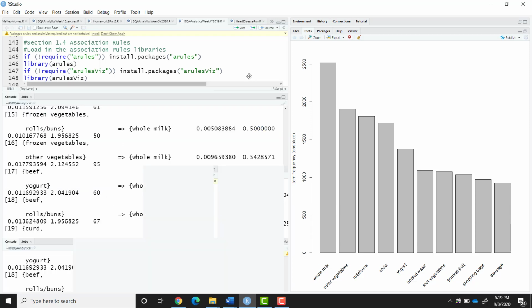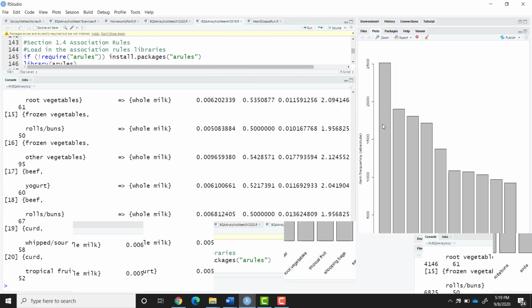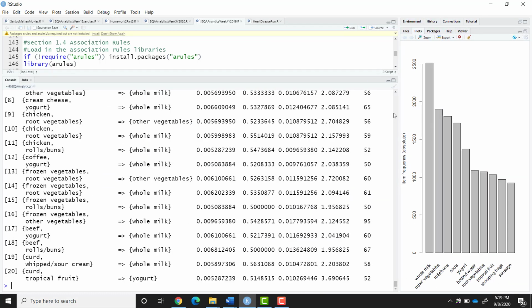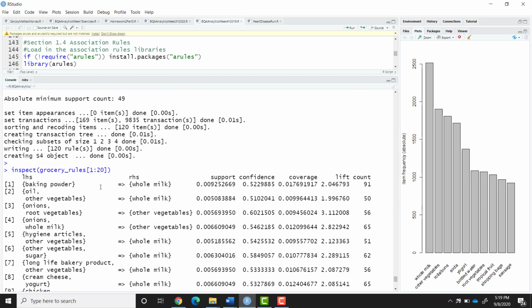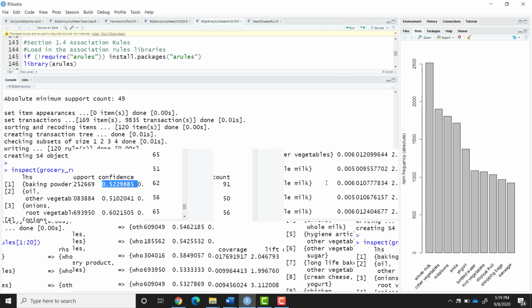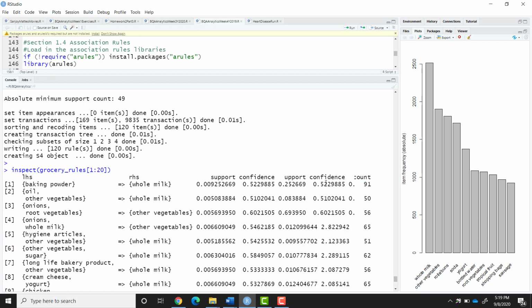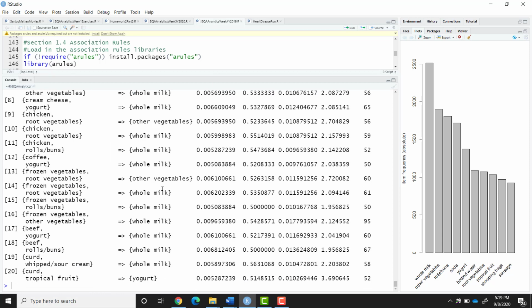And let's make this a little bit larger. And you can see here we have the rule, X to Y. Here, baking powder is X, and whole milk is Y. So we find that baking powder and whole milk are bought together, possibly because these are the things you need for baking recipes. And we can see the support, the confidence. We actually have the lift. So this has a lift of 2, so this is twice as common as if these were independent, and the number of times it occurs in the data set. And we go through all the different rules.